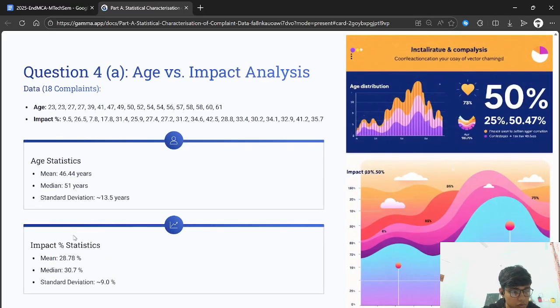And let's move on to question number 4. That is, we need to calculate the mean, median, and standard deviation for age impact. It is the same as applying the formula that we did in question number 1 and question number 2, and that would be it. The box plot is shown in the diagram, and the scatter plot is also similar to question number 3. So this would be it.